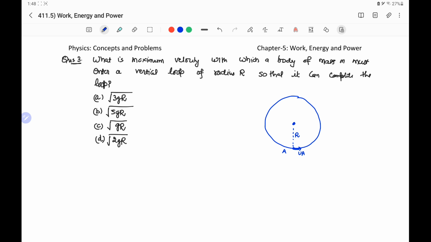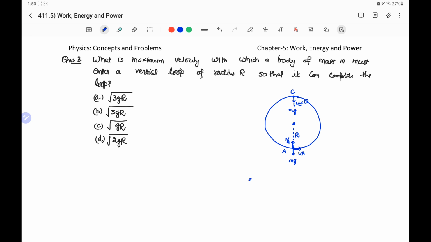The radius of the circular path is R, and its weight mg is acting downward. Because of this weight, the normal reaction at point A will be Na. As the particle moves up in the vertical circular path, its velocity decreases, and at the top point, say point C, the velocity becomes such that it just crosses point C and continues on the circular path. So at point C, the normal reaction will be 0 and mg is acting downward.